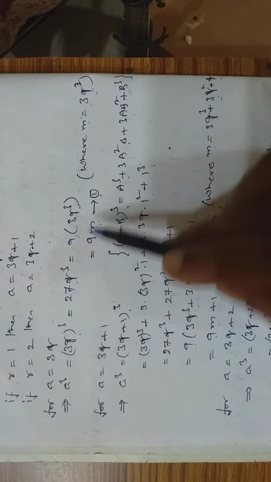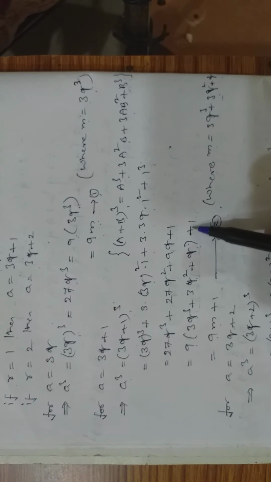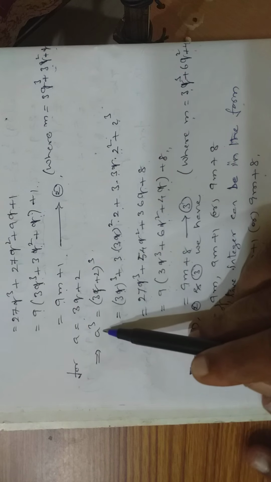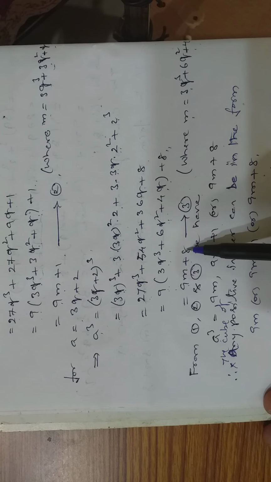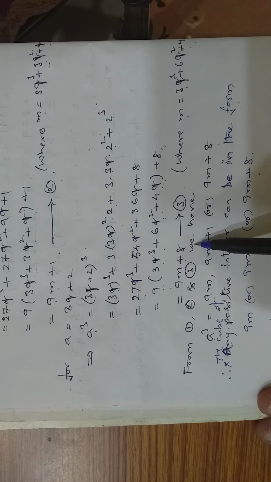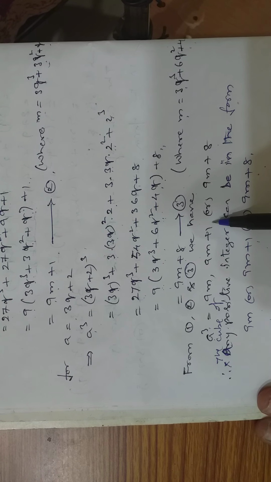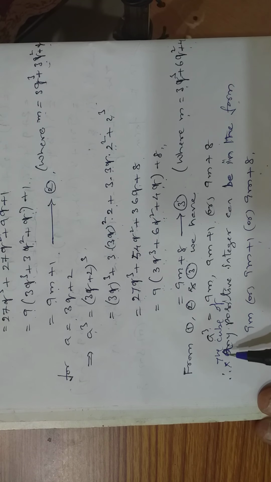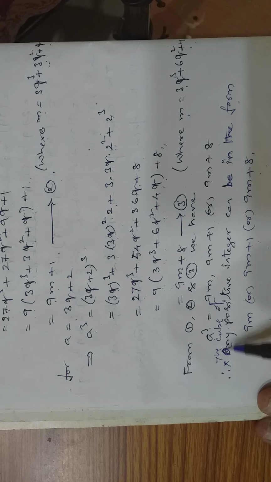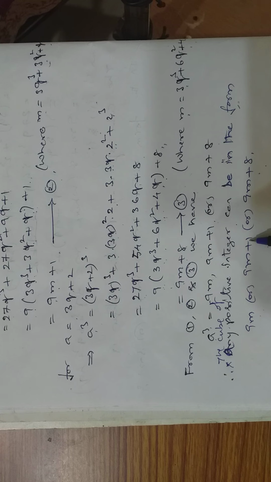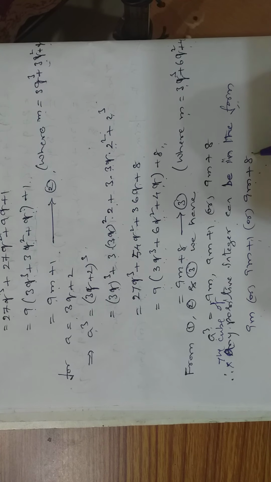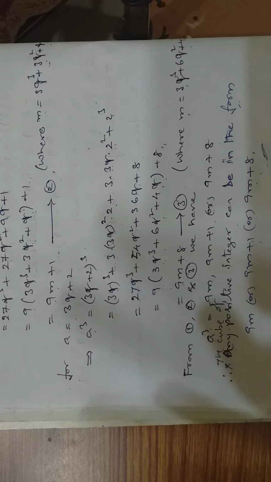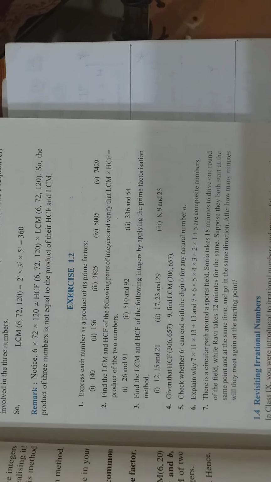Now look at all these 3 cases. Here we get a cube is equal to 9m. Here a cube is equal to 9m plus 1. And here in the third case, a cube is equal to 9m plus 8. So from 1, 2 and 3, we have a cube is 9m, 9m plus 1 and 9m plus 8. Therefore, the cube of any positive integer can be in the form 9m or 9m plus 1 or 9m plus 8.